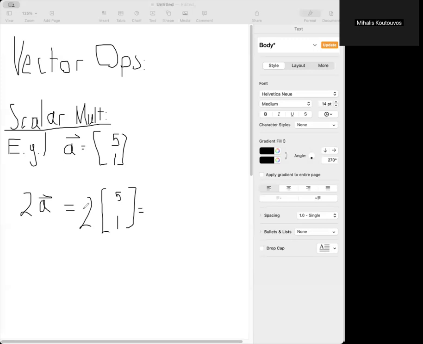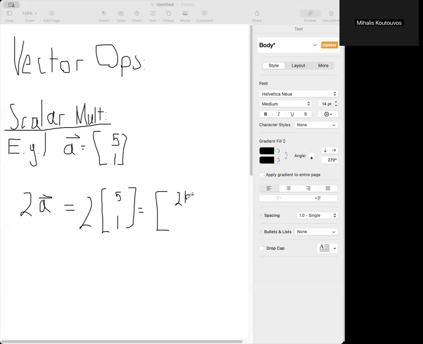So what do we do here? This scalar is just a number, right? And when we have a basic number being multiplied across a vector, all we're doing is multiplying each component within the vector by this number. So that would look like, and this is an optional portion to your work.